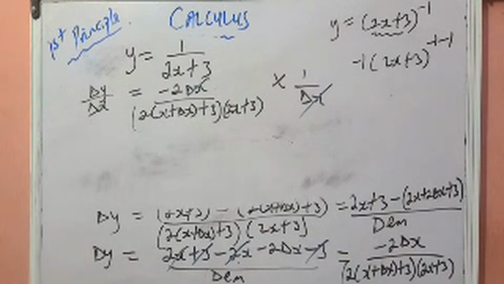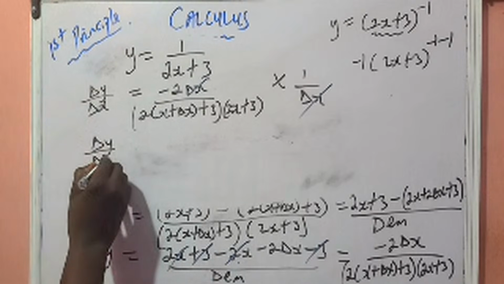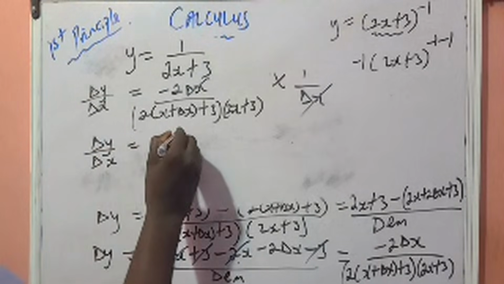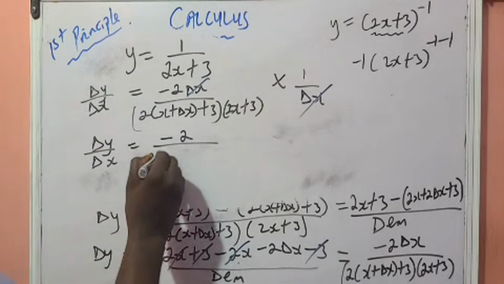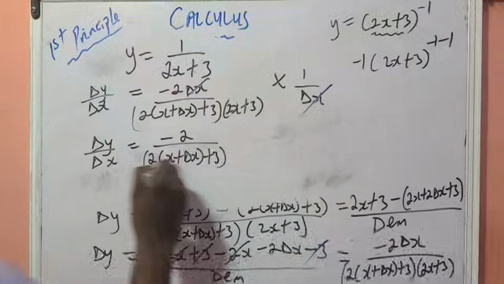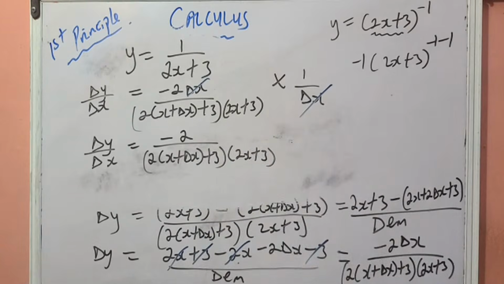We're left with change in y over change in x being equal to minus 2 over 2x plus change in x plus 3, times 1 over 2x plus 3, which is the same thing. So this is what we're left with.